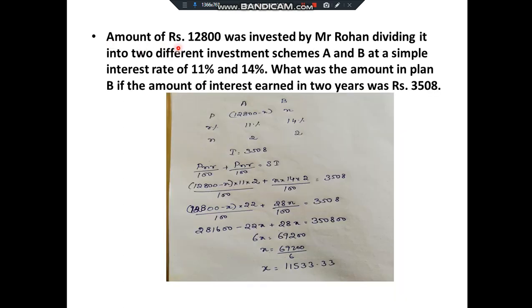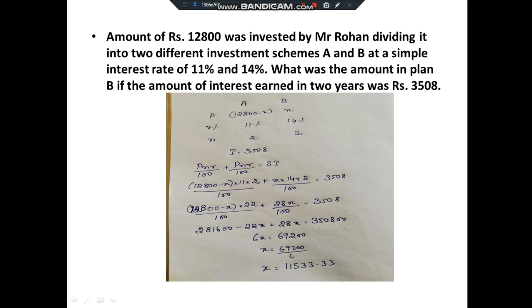Amount of rupees 12,800 was invested by Mr. Rohan, dividing it into two different investment schemes A and B at a simple interest rate of 11% and 14%. What was the amount in plan B if the amount of interest earned in 2 years was rupees 3508? So this question you try by yourself. Anyway, I'll just give a hint.